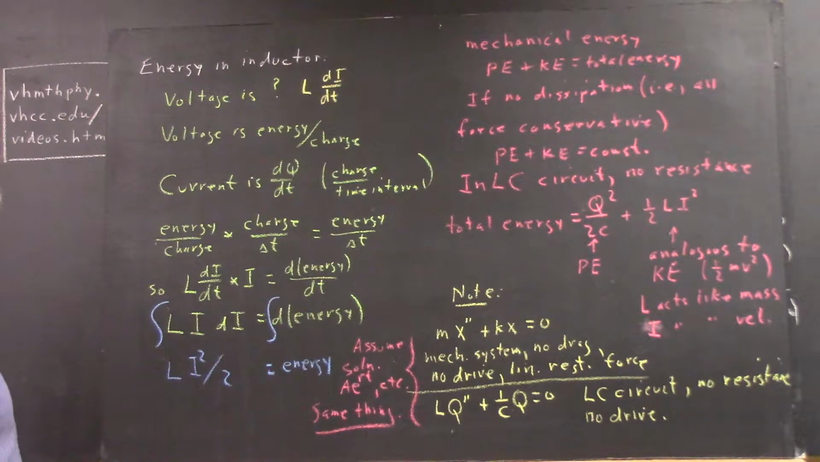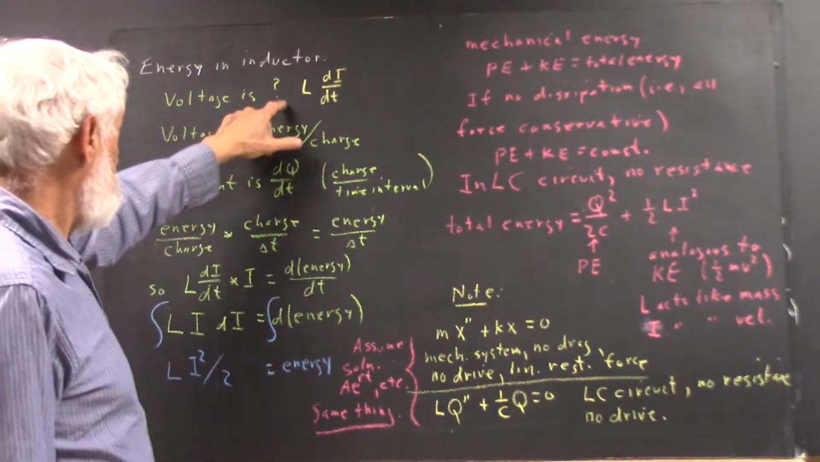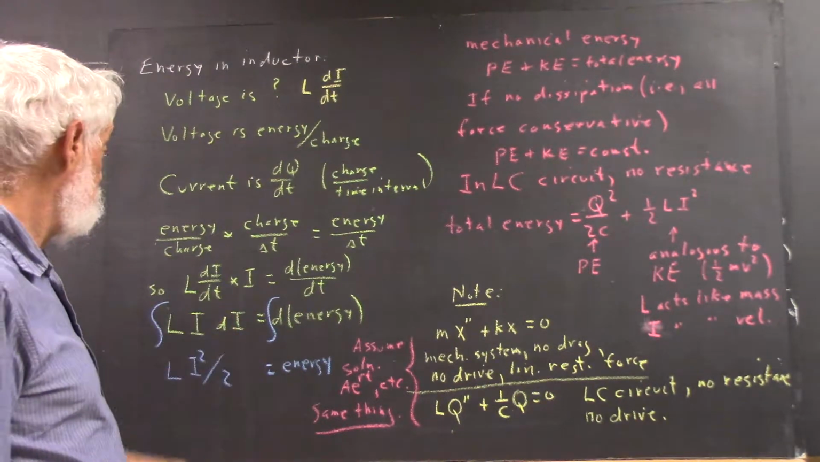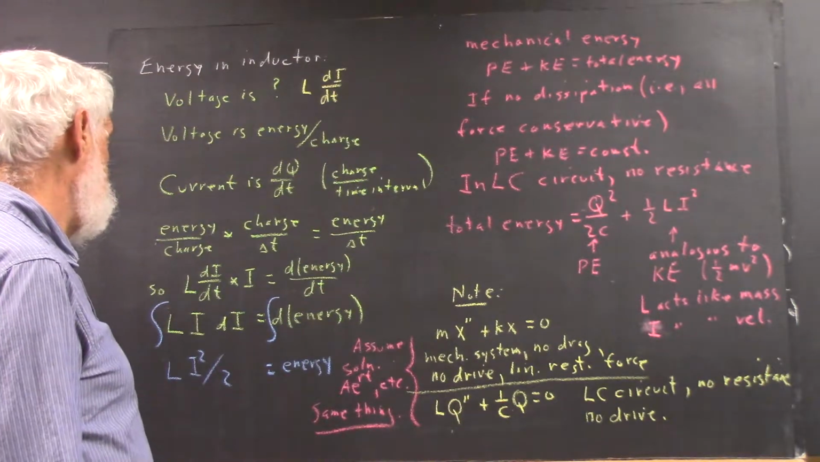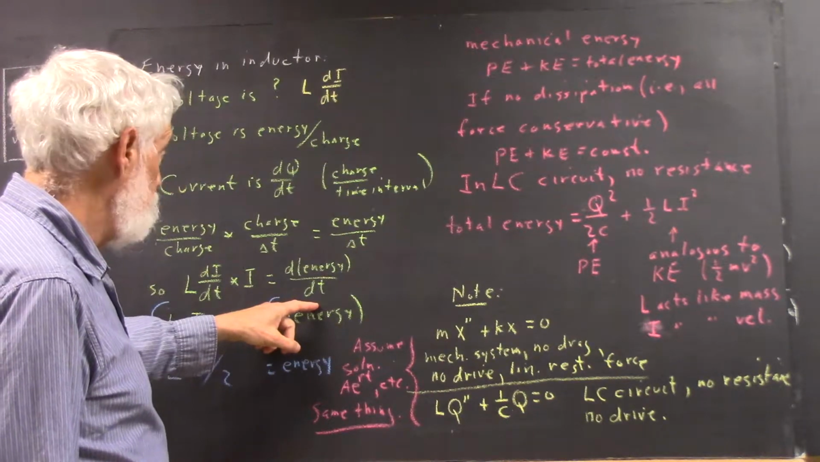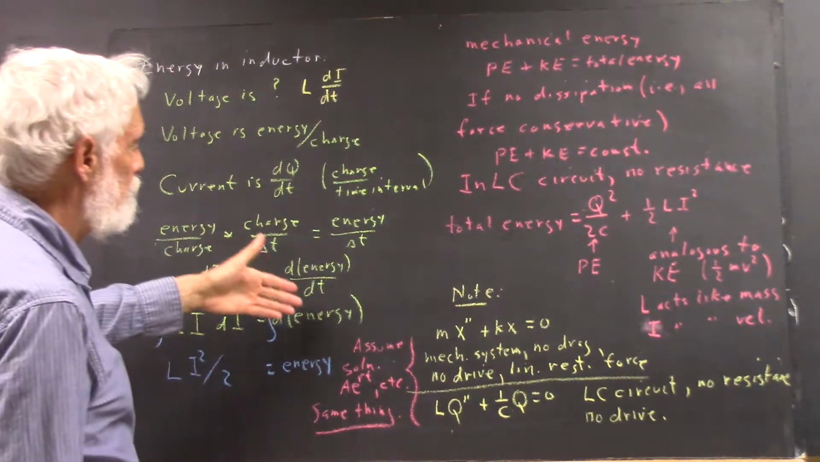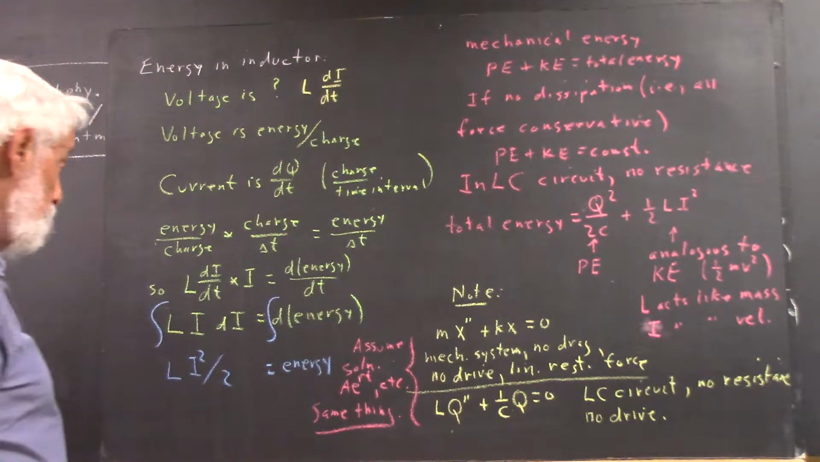Okay, well, energy per unit of charge is L di dt. That's your voltage. And your charge per unit of time is your current. And that's equal to what? It's equal to the change in energy per unit of time. Okay? It's equal to the delta energy over delta t if you wish, but in the limit it's a d energy over dt.